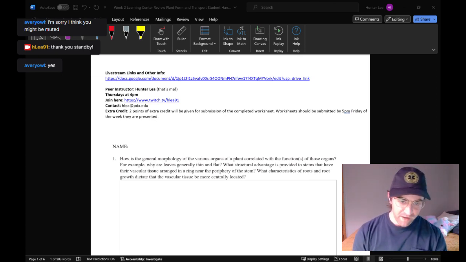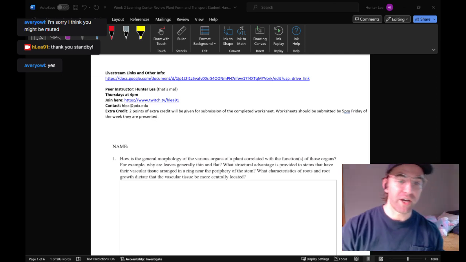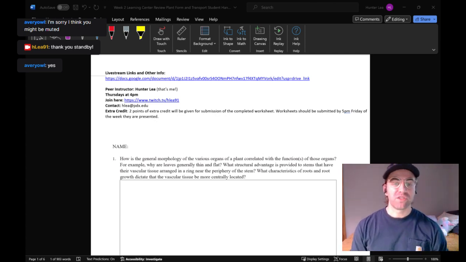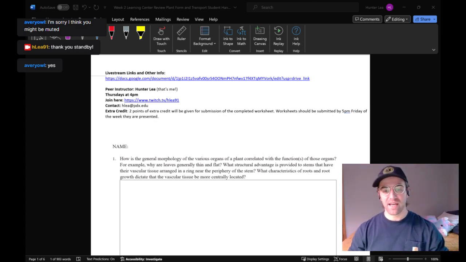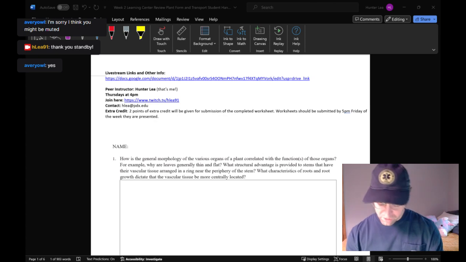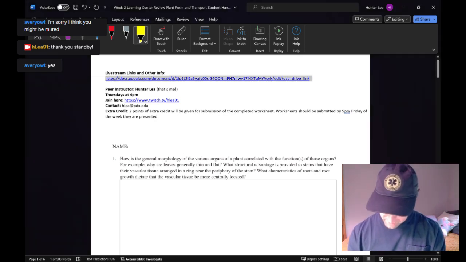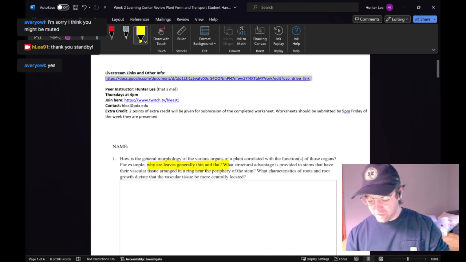How is the general morphology of the various organs of a plant correlated with the functions of those organs? So how does the form inform the function? For example, why are leaves generally thin and flat? What structural advantage is provided to stems that have their vascular tissue arranged in a ring near the periphery of the stem? What characteristics of roots and root growth dictate that the vascular tissue be more centrally located? So let's take a look at this first question here. Why are leaves generally thin and flat?